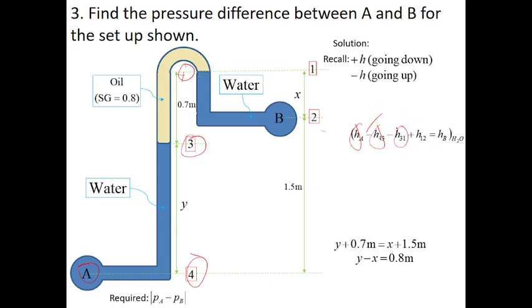Minus again. Next, from 1 to 2, because that is also 2, right? From 1 to 2, that is water. So H12, plus, because it is going down now. Then equals HB, the pressure head at B. So we consider water.